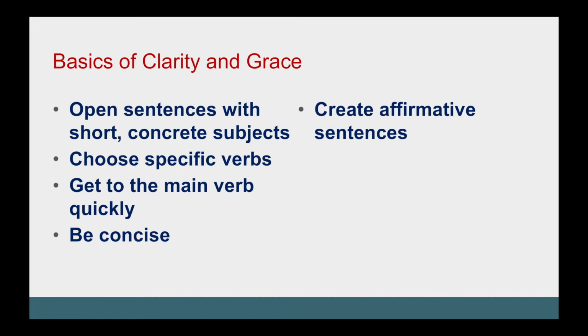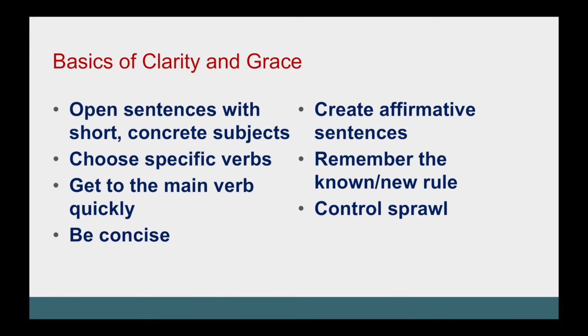Create affirmative sentences and avoid negative ones. For example, say, always use gloves instead of never work with bare hands. Remember the no-new rule, which states that you should always begin a sentence with information your reader already knows, and then push new information to the end of the sentence. Be sure to control sprawl in your sentences. In other words, keep them simple with few clauses and phrases. Finally, use parallel structure, which means that each part of a list should have the same grammatical structure.